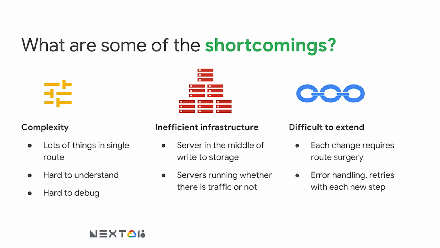We have servers running whether there's traffic or not. And then it's difficult to extend, right? Every change requires surgery to the route because we keep adding more and more. And I haven't even talked about some of the hairy distributed systems problems associated with failures. What happens? How do we handle retries?